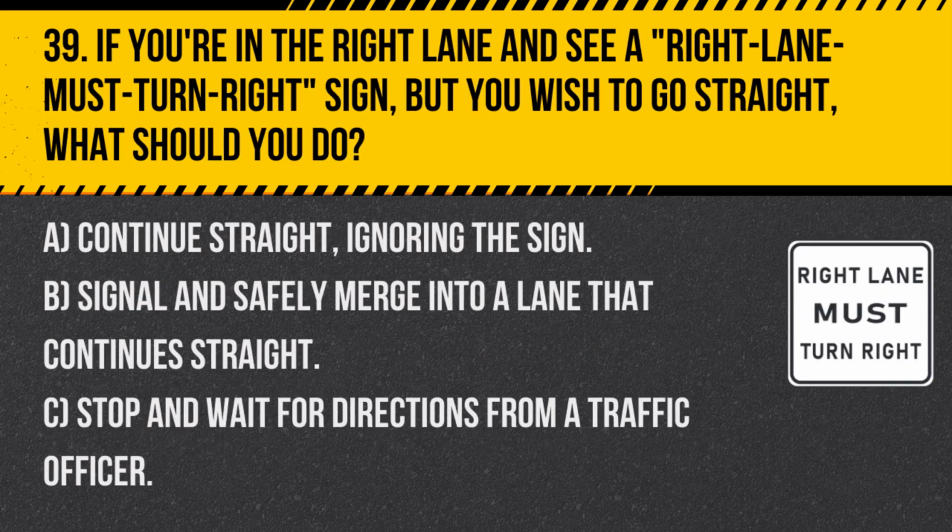Question 39. If you're in the right lane and see a right lane must turn right sign, but you wish to go straight, what should you do? A. Continue straight, ignoring the sign. B. Signal and safely merge into a lane that continues straight. C. Stop and wait for directions from a traffic officer. Answer: B. Signal and safely merge into a lane that continues straight. This ensures you follow the designated road use and traffic flow.